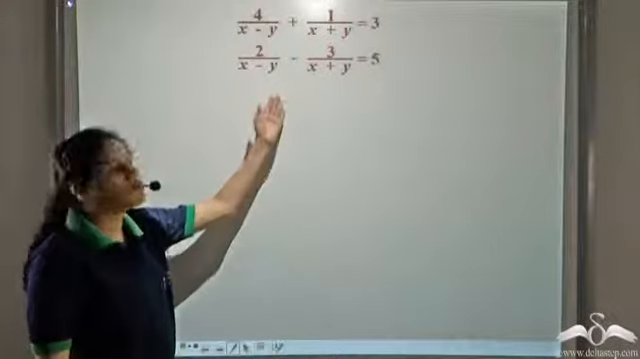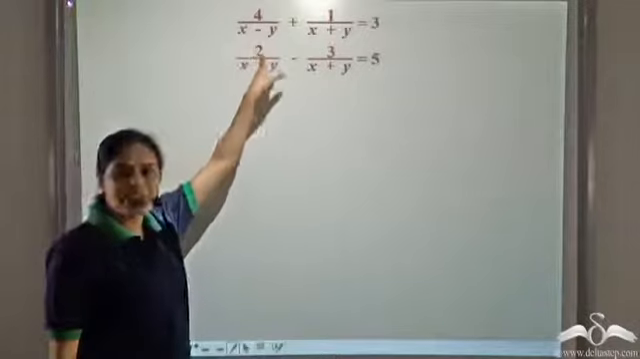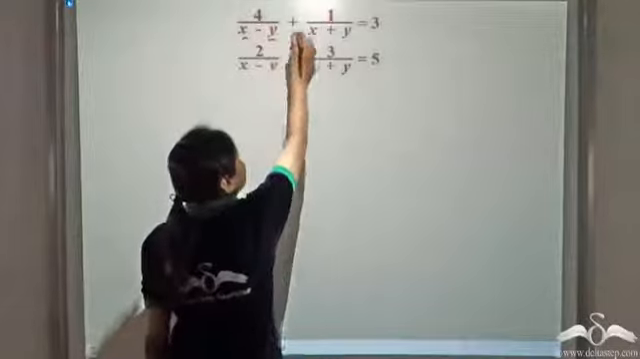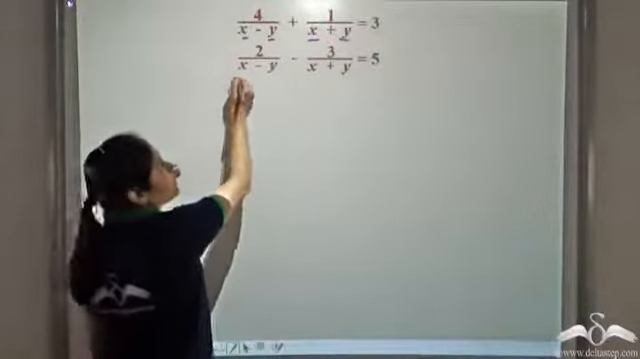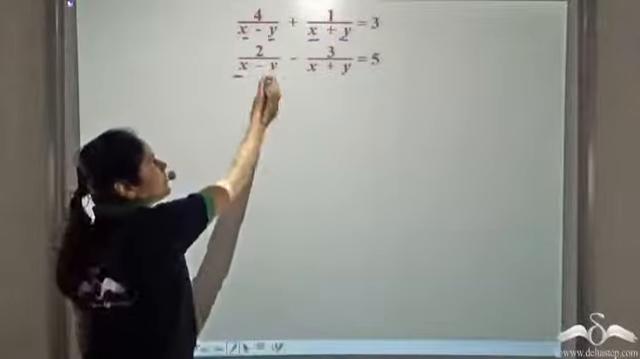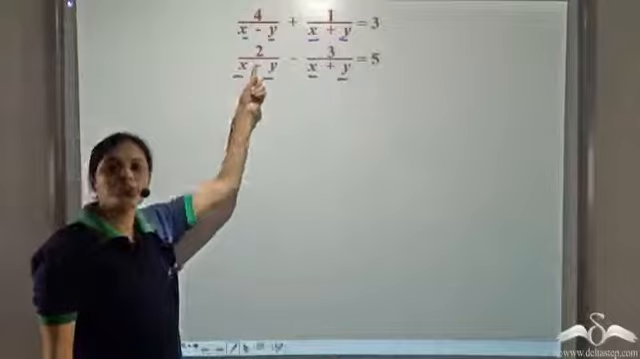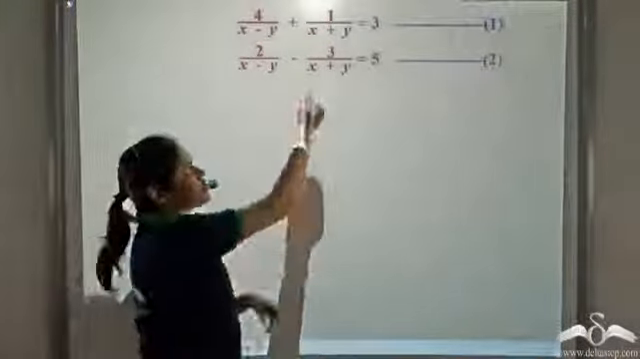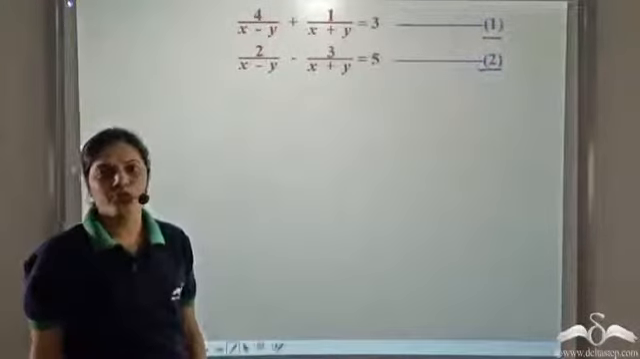We have these two equations. The first equation has two variables x and y. Even the second equation has two variables x and y. So these are two equations in two variables. Let us call this equation 1 and this equation 2.